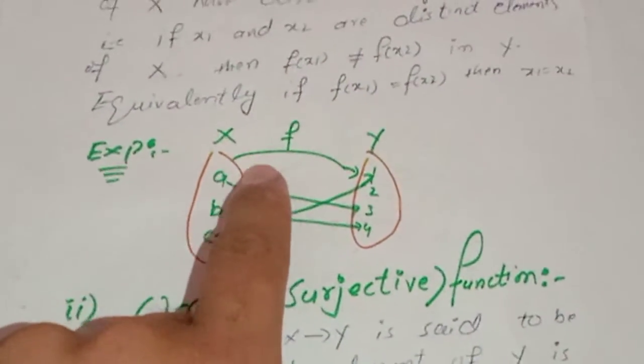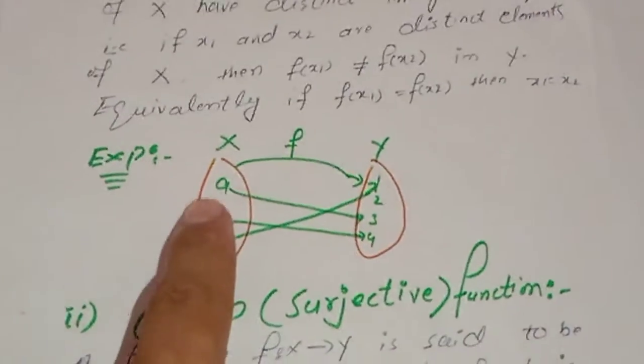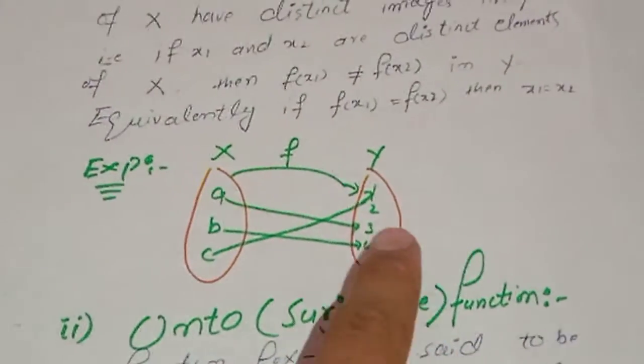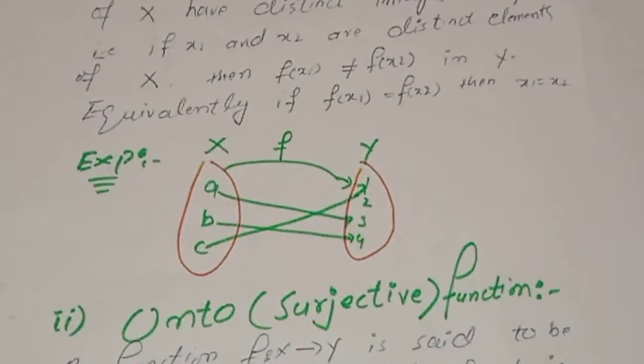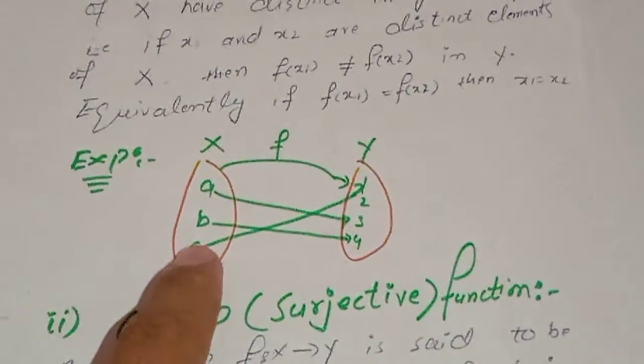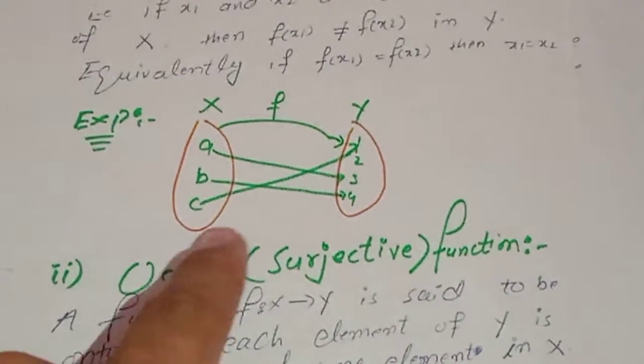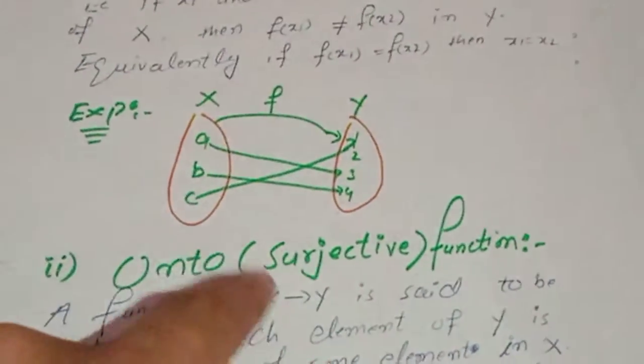From this diagram, f is a function from X to Y, a, b, c are the elements of X, and 1, 2, 3, 4 are the elements of Y. First of all, we have to know whether it is a function or not. So it is a function because the domain of this function is set X, and there is no repetition in the domain elements.